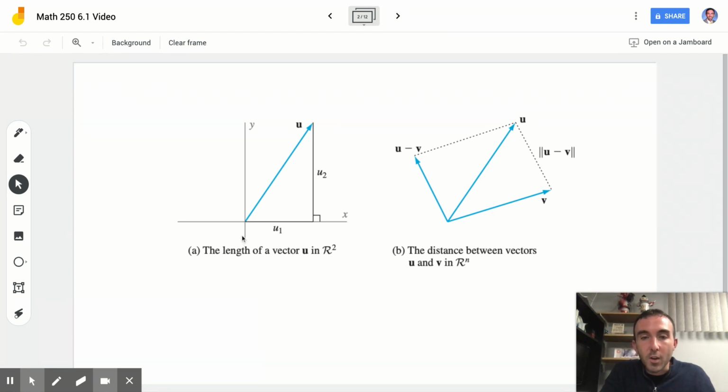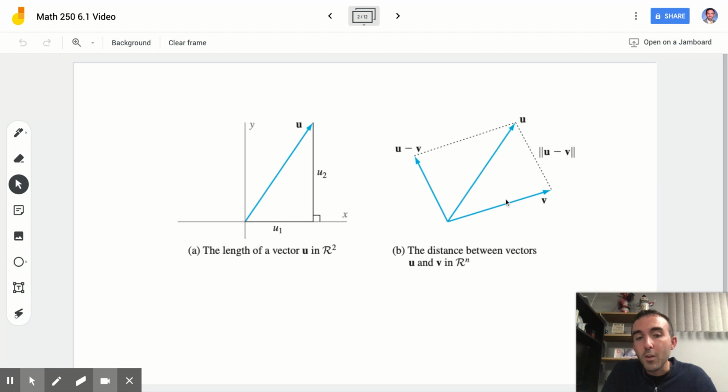First, there's this concept of length, and it's very, very similar to the Pythagorean theorem. If we want to find the length of a vector, we square the u1 component, add to it the square of u2, then take the square root if we're in R2. If we're in R3, we repeat the process, but also with the u3. So we square u1, square u2, square u3, add them up, then take the square root. And this repeats for R4, R5, etc.